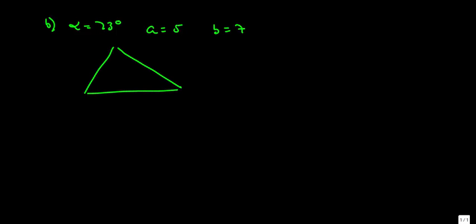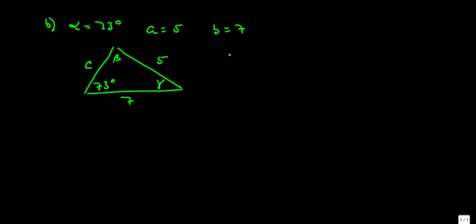Let's look at B, the next one. B says that alpha is 73 degrees, A is 5, and B is 7. So again, we'll draw out our triangle. So 73 degrees, 5, say that's beta. Doesn't really matter where you put these guys, as long as they're across from one another, where they're supposed to be.